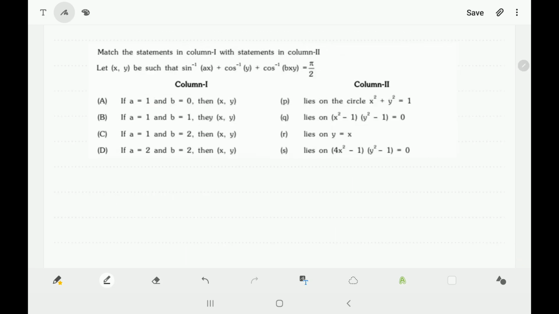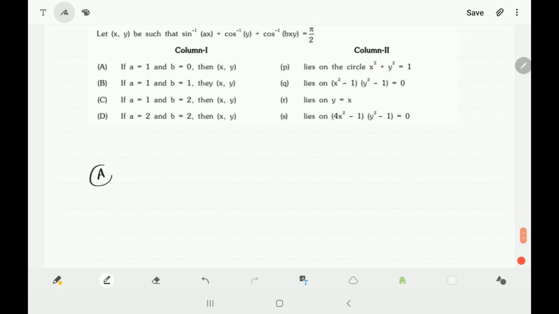In this problem, we are given the equation sin inverse ax plus cos inverse y plus cos inverse bxy is equal to pi by 2, and we have to match column 1 with column 2. Column 1 is giving us the values of small a and small b. By putting those values in the equation, we will be able to reduce it into an equation or a part of a curve. Okay, so let's try one by one.